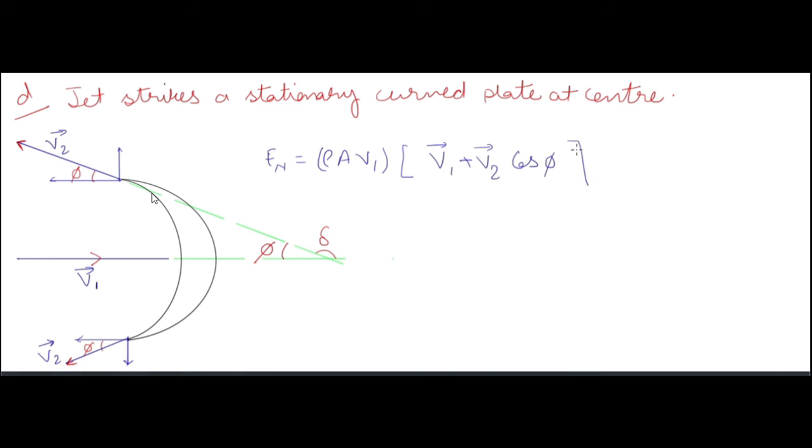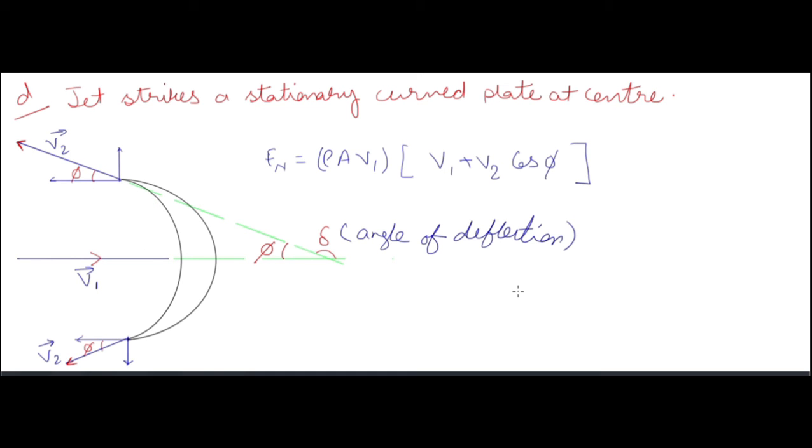So this is V2 and both are V2, and V1 is acting at the center, so the angle of inclination is the same for both outlets. This is phi. Now we have angle delta. Delta is known as the angle of deflection, which is the angle between V1 and V2. Phi is the angle of inclination of the output velocity from the vanes.